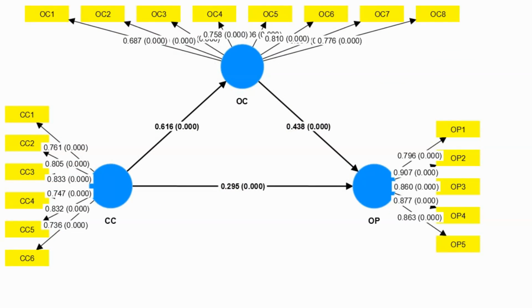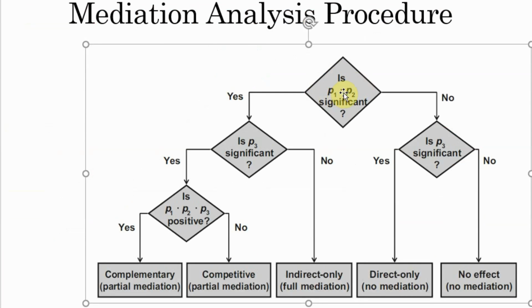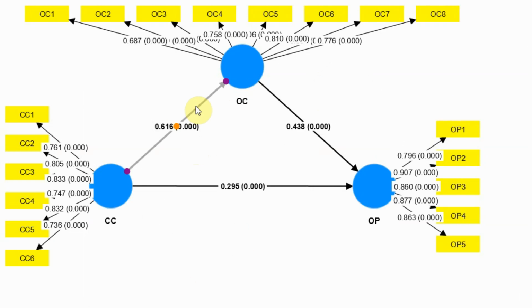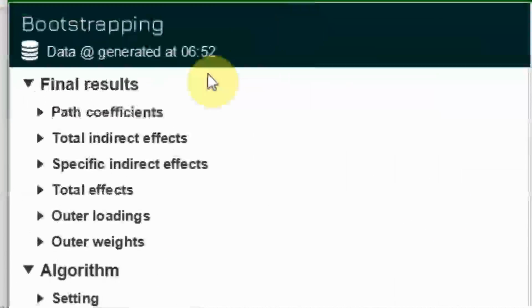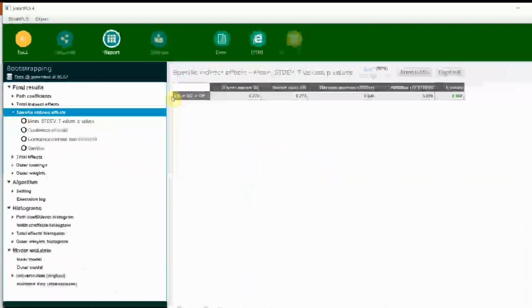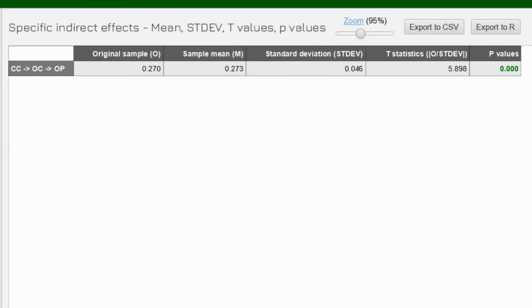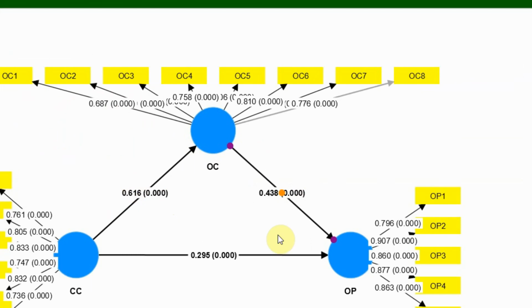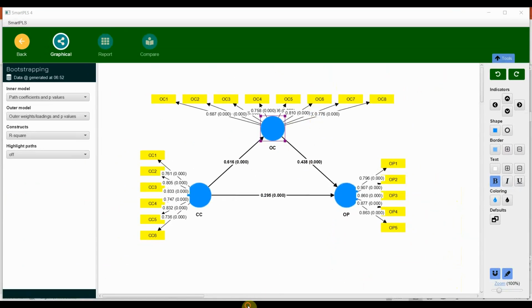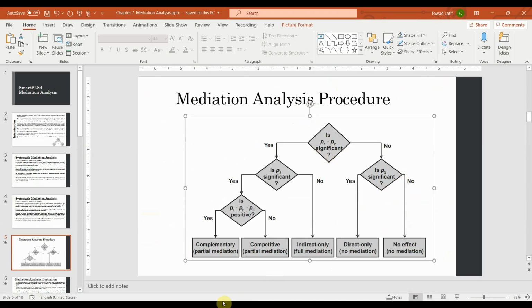So what's the procedure? Let's look at the procedure. The first step is: is P1 times P2 significant? P1 here is this relationship, and P2 is this relationship. So P1 multiplied by P2 is your indirect effect, and this tells you whether or not there is mediation. So how do we check for mediation? Let's go to report and specific indirect effects. So CC, OC, OP. Now you've got only one indirect effect here, from CC to OC, OC to OP. This is just one indirect effect. So step 1: is P1 times P2 significant?